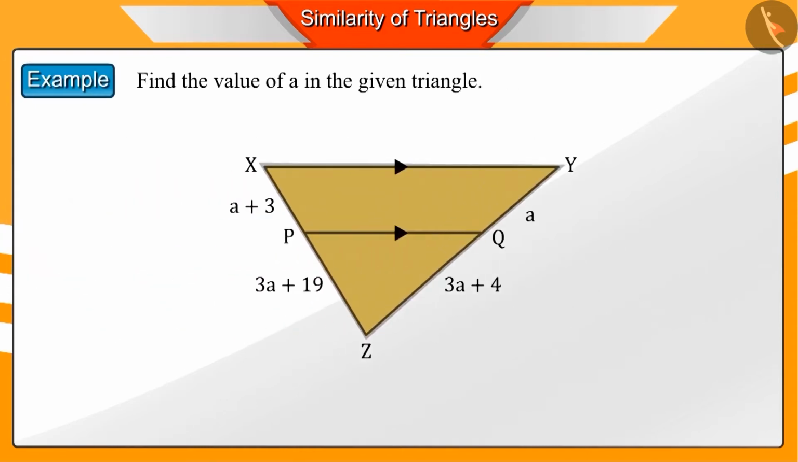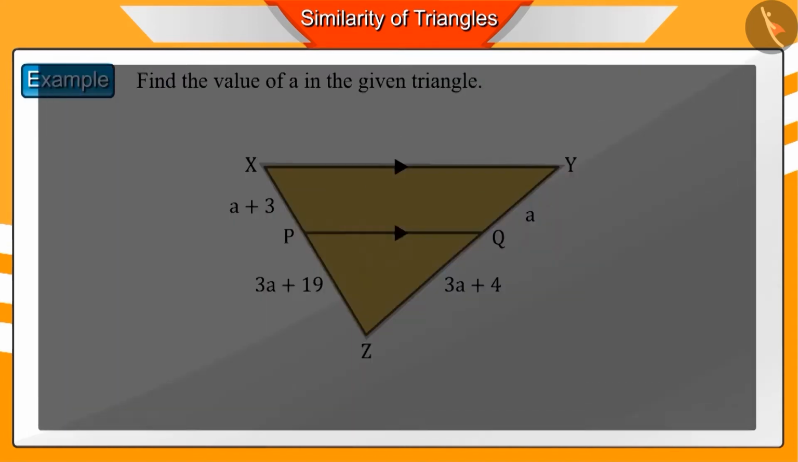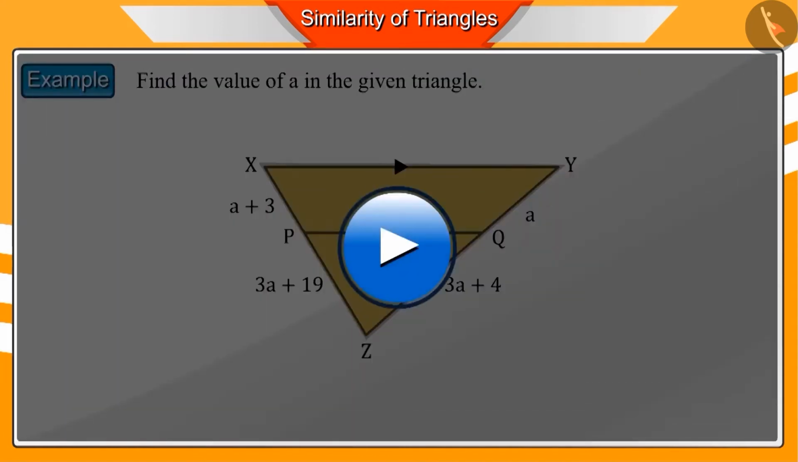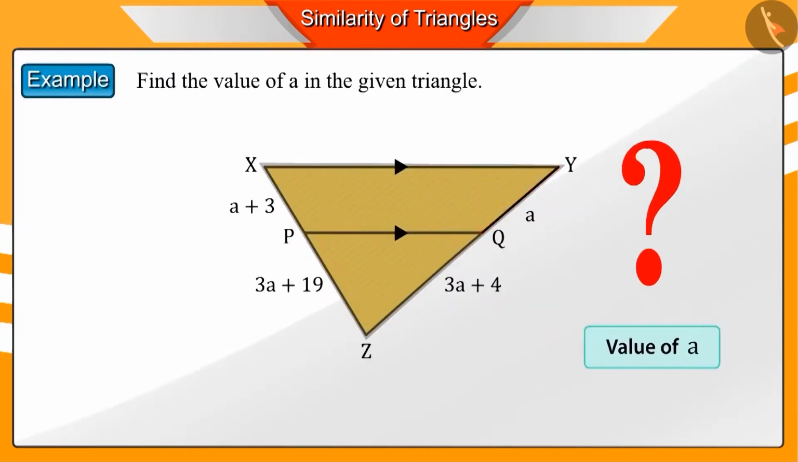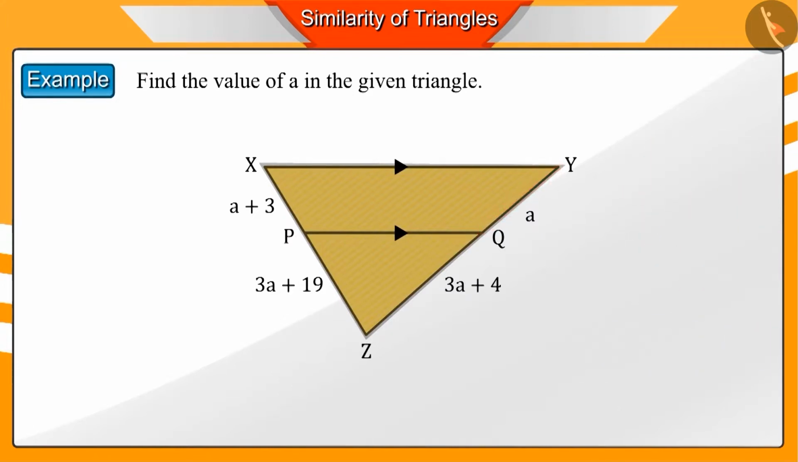Find the value of A in the triangle XYZ. To solve this question, pause this video and match your answer. How can we find the value of A? You can see that the line PQ divides the sides XZ and YZ into two parts. The arrow marks here show that lines XY and PQ are parallel lines.